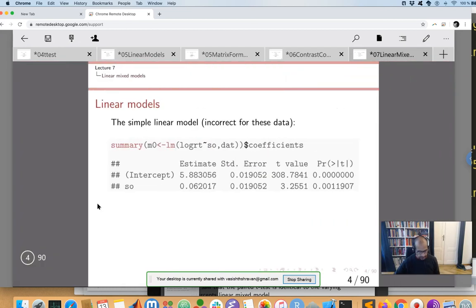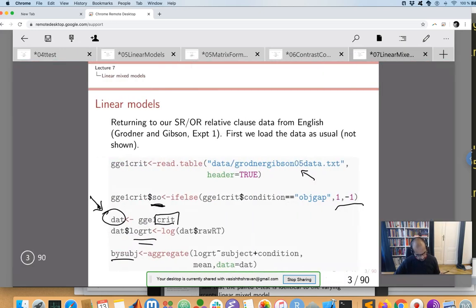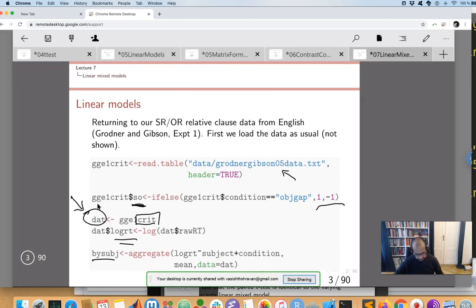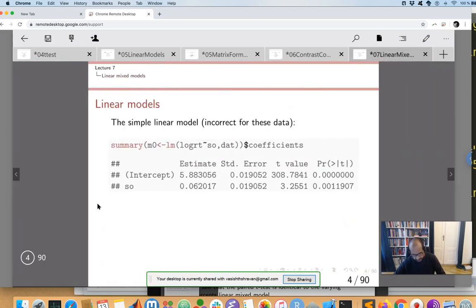Okay. Anyway, there's actually a mistake here. I'm actually working with the unaggregated data here when I'm fitting the simple linear model. Okay, so don't be confused. I will keep pointing out when I'm working with the aggregated data and with the unaggregated data. So this linear model is already wrong. Okay, so the model itself is completely wrong.